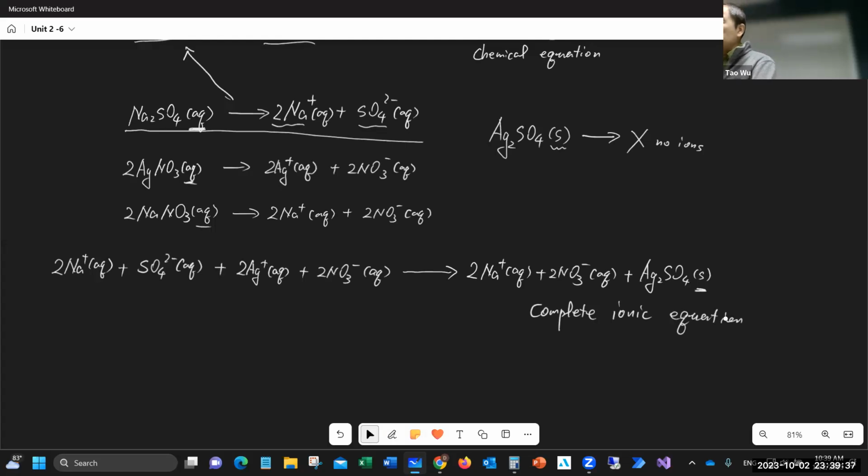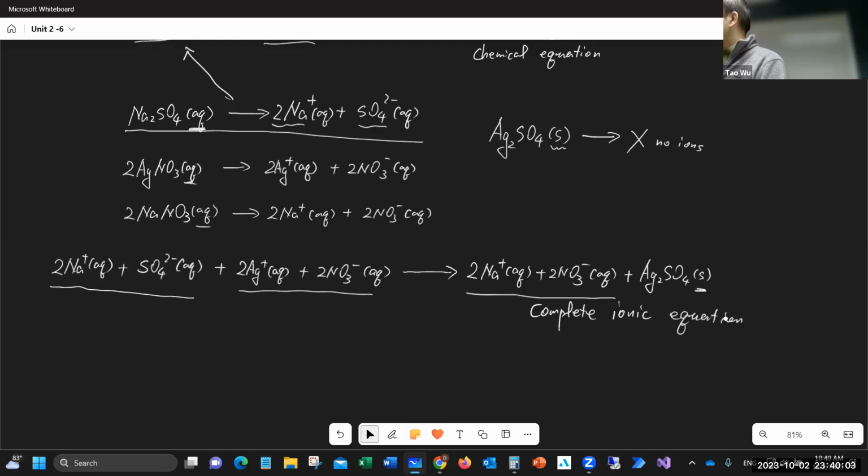Complete ionic equation. The reason it's called complete is because we rewrite everything from the chemical compounds to ions. Then this is all complete. Only write the ones that you can split. This one cannot be split, so we're not going to rewrite this. All right, so now this is called the complete ionic equation.